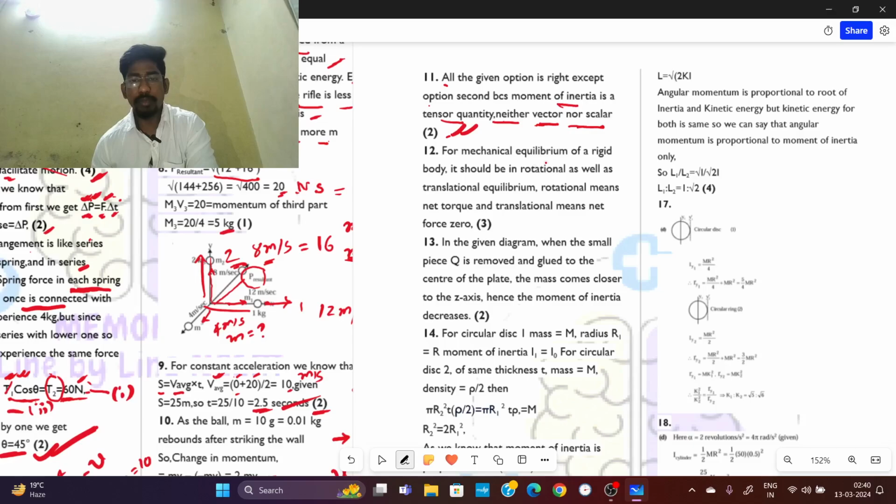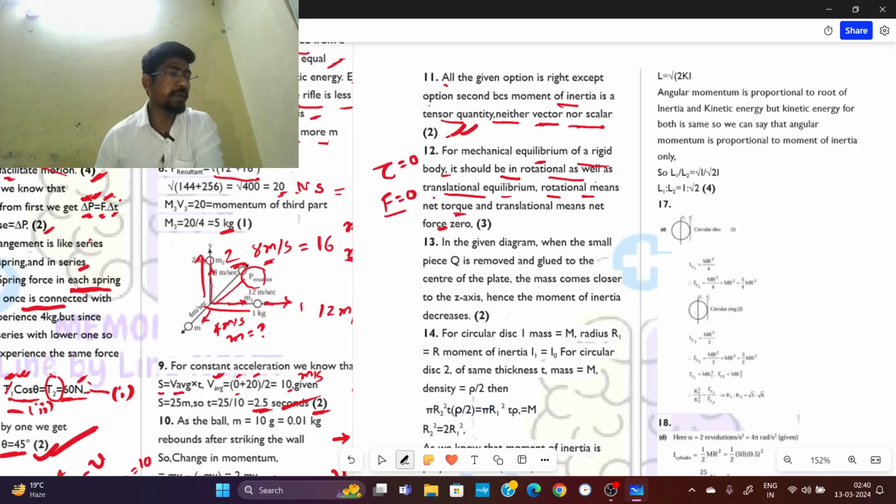For the mechanical equilibrium of a rigid body, it should be in rotational as well as in translational equilibrium. So therefore, rotational, that means torque, and force. The net force and net torque would be equal to 0. So therefore, option C is correct. Option 3 is correct, because option C rightly says that both A and B are correct. Right? Okay. Let's move on to the next question.